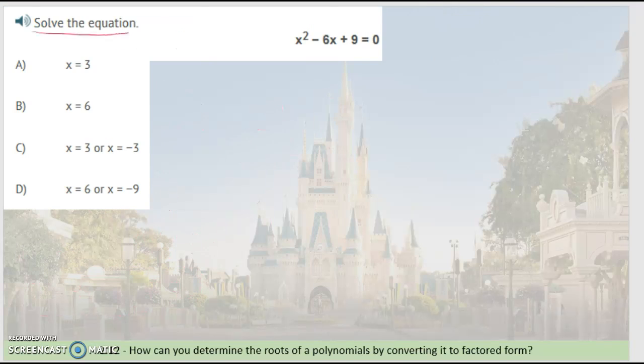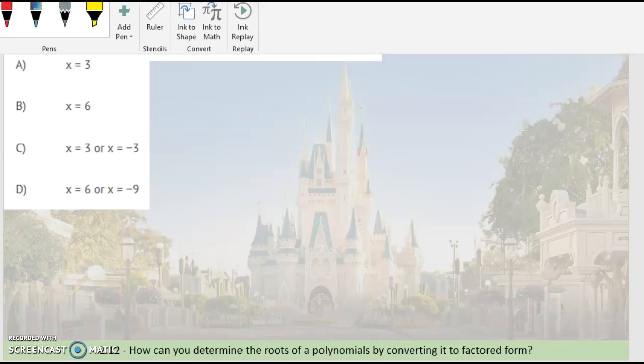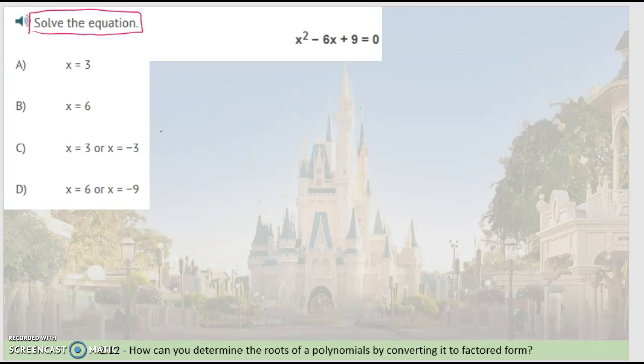So in here it says solve, it doesn't say factor, and when it says solve and they have that trinomial equal to 0, what that means is it does want you to find the roots of the polynomial. So we have to factor this out again like we did before. I have to find 2 numbers that multiply to be 9 and add to be negative 6. Well, I do know that negative 3 and negative 3 multiply to be 9 and add to be negative 6. So I have x squared minus 3x minus 3x plus 9.